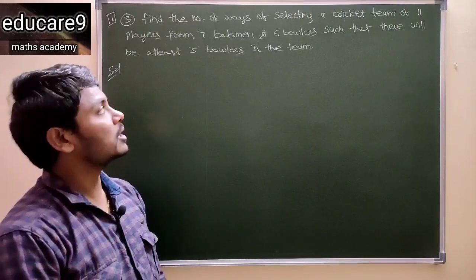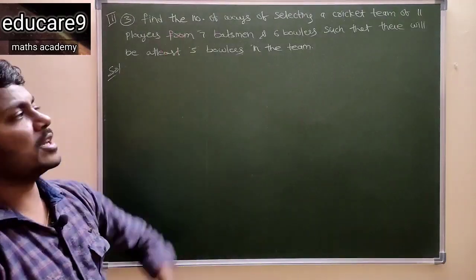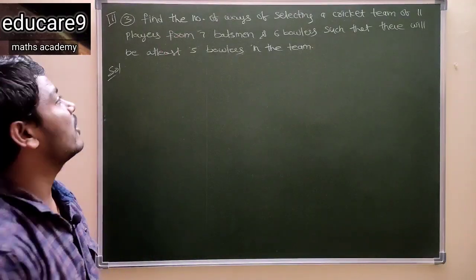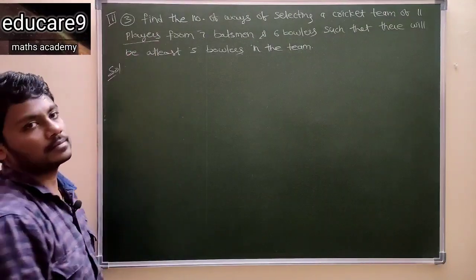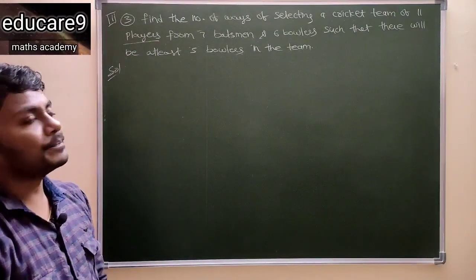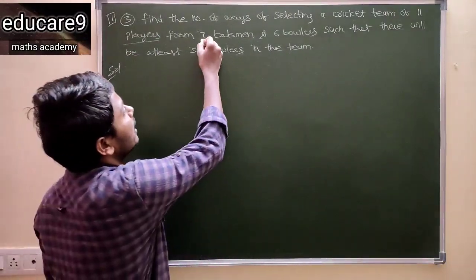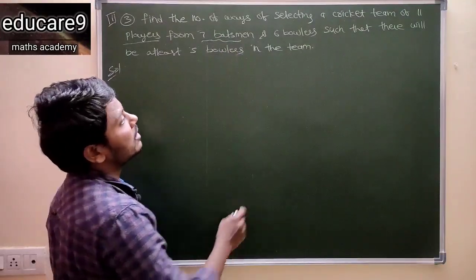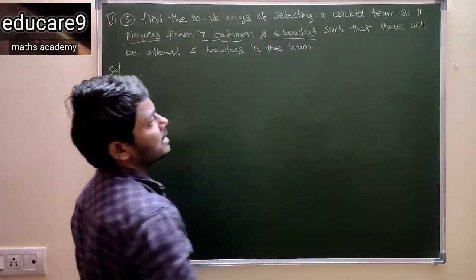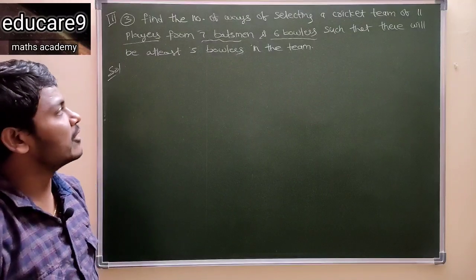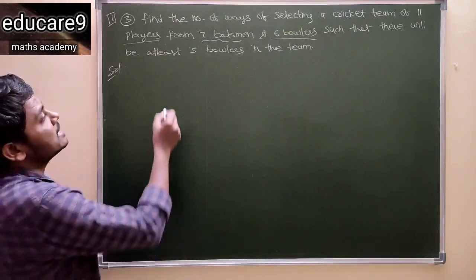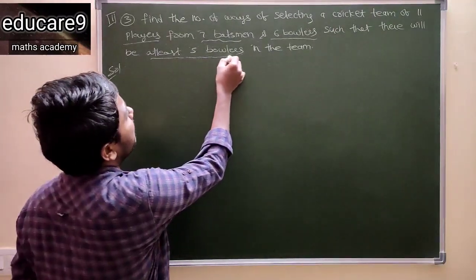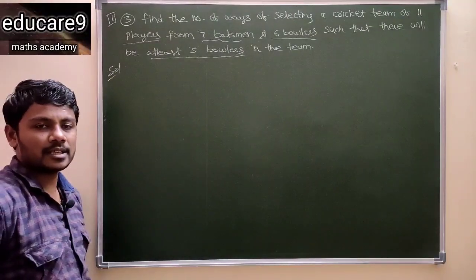So see the question number 3. Find the number of ways of selecting a cricket team of 11 players from total number of batsmen are 7, total number of bowlers are 6. In every team, there is at least 5 bowlers.